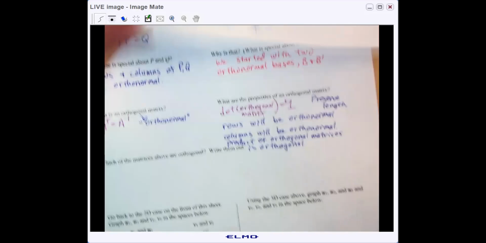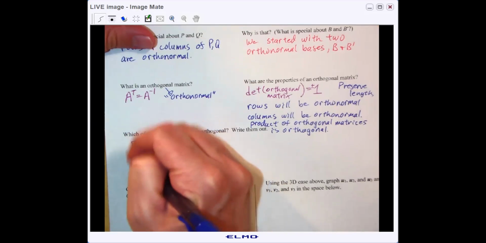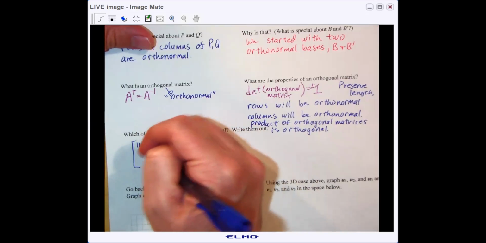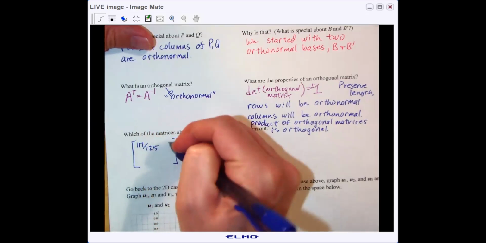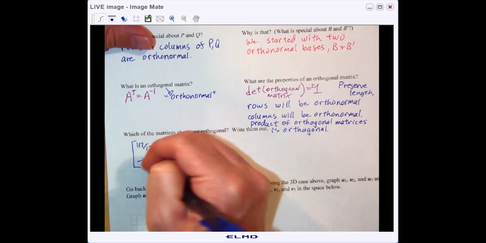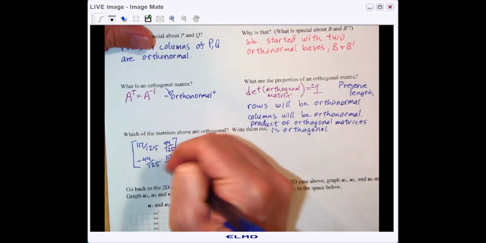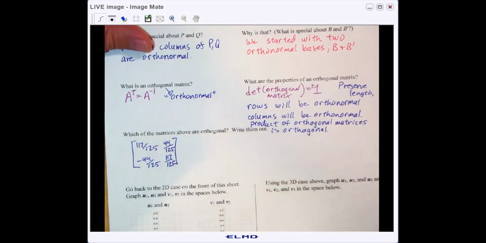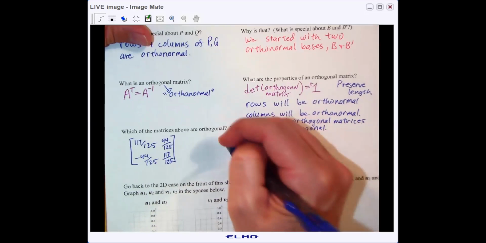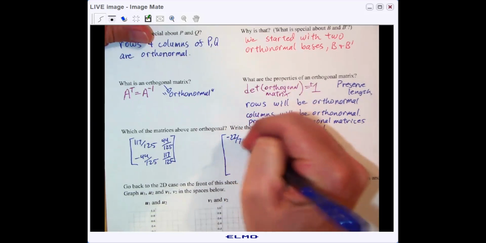All right, so which of our matrices that we found above are orthogonal? Well, in the 2 by 2 case, we saw that we had 117 over 125 and 44 over 125 and negative 44 over 125 and 117 over 125, and its transpose, of course. And we just saw in our 3D case, let me write it a little bigger here.